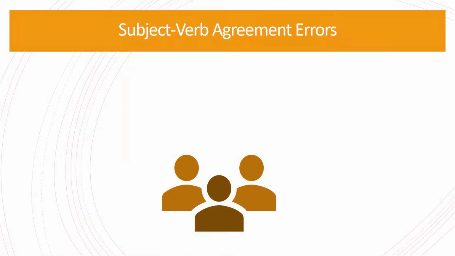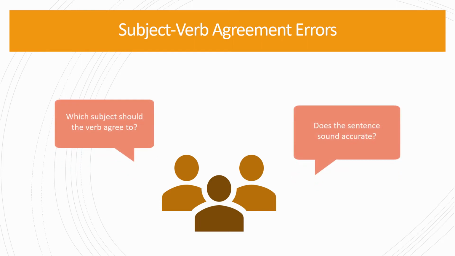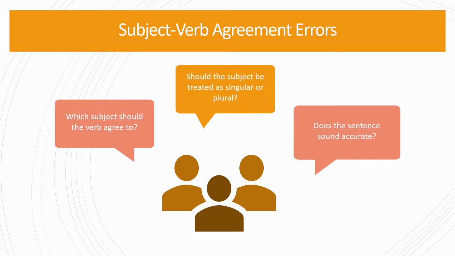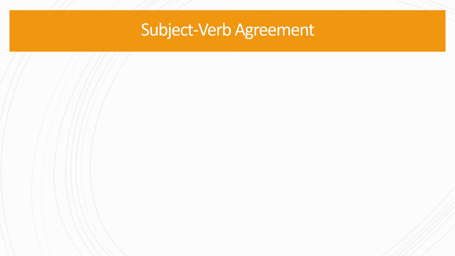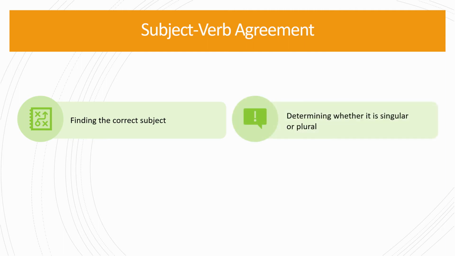Many questions may arise in your mind regarding subject-verb agreement errors. Which subject should the verb agree to? Does the sentence sound accurate? Should the subject be treated as singular or plural? To ensure you don't make errors in this respect, you have to take care of the following: finding the correct subject, determining whether it is singular or plural, and then reading the sentence again.